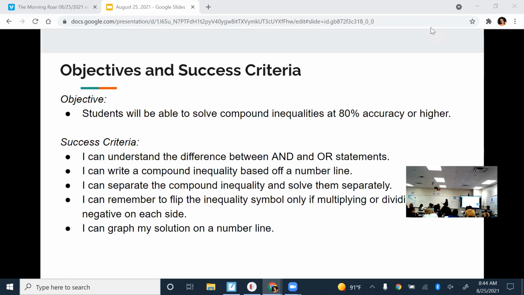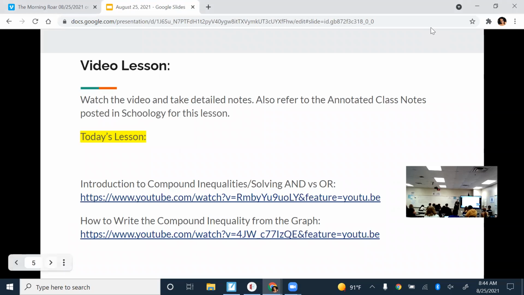To write the inequality from a number line. To separate and solve compound inequalities, remembering things like to flip the symbol when you multiply or divide by a negative on each side, and graphing your solution. So quite a few things with compound inequalities, but you'll see a lot of the same steps, and hopefully you will have it for the topic 1 test that is coming up next week.